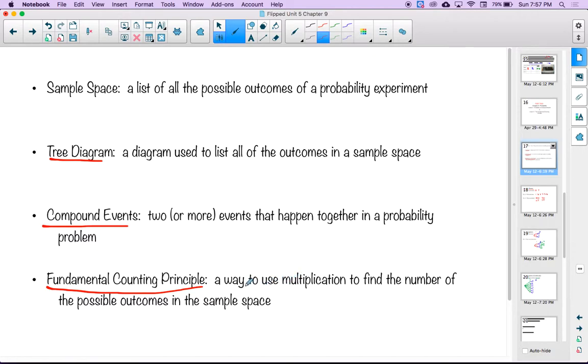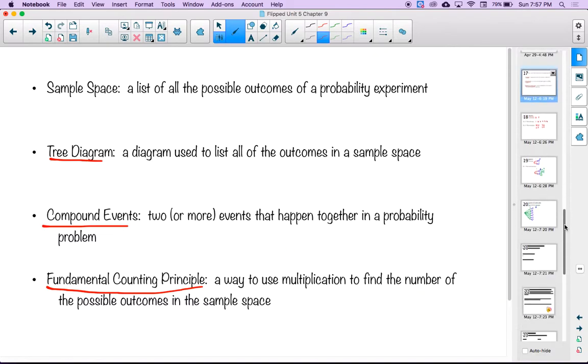So instead of having to make that sample space list or make that tree diagram, the fundamental counting principle is a shortcut. It's kind of like a life hack. And it uses multiplication to quickly find how many outcomes there are in the sample space. So let's jump right into it.